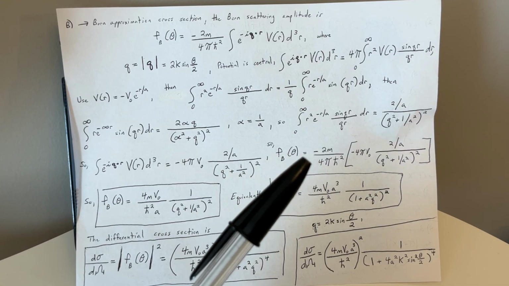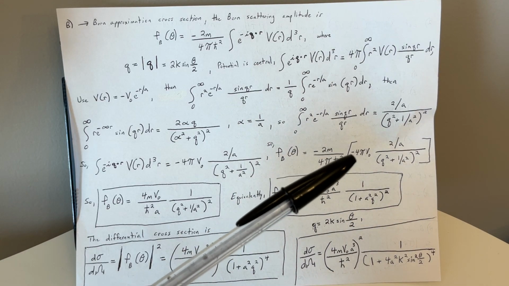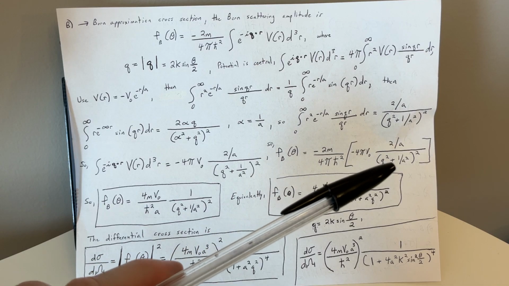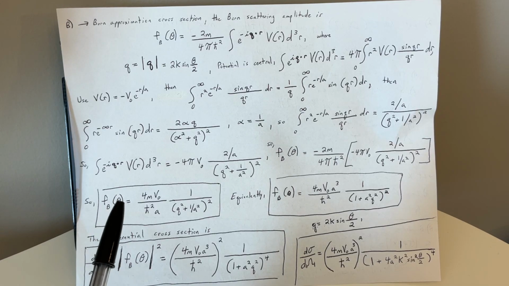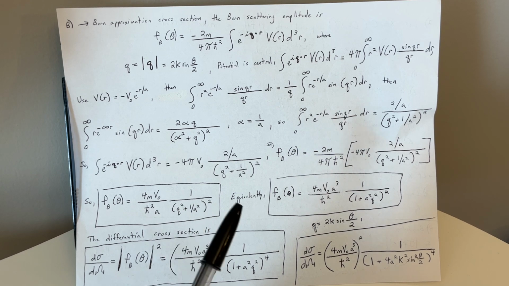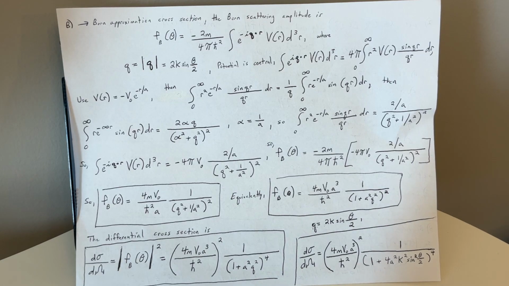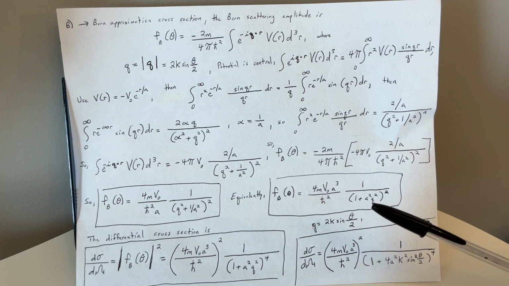So f sub B of theta equals negative 2m over 4 pi h bar squared times the bracket negative 4 pi V naught times 2 over a over the quantity q squared plus 1 over a squared, squared. So f sub B of theta equals 4m V naught over h bar squared a times 1 over the quantity q squared plus 1 over a squared, quantity squared. And equivalently, f sub B of theta equals 4m V naught a cubed over h bar squared times 1 over the quantity 1 plus a squared q squared, squared.